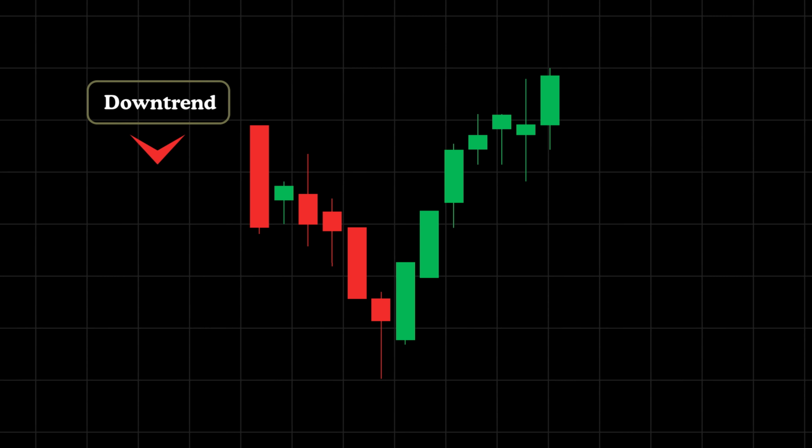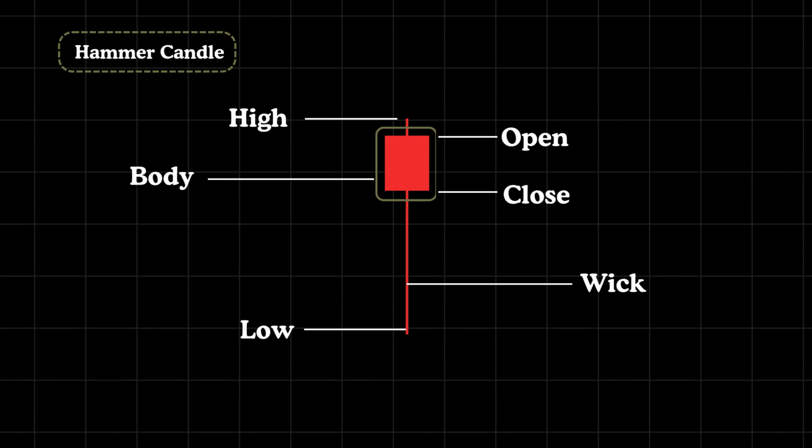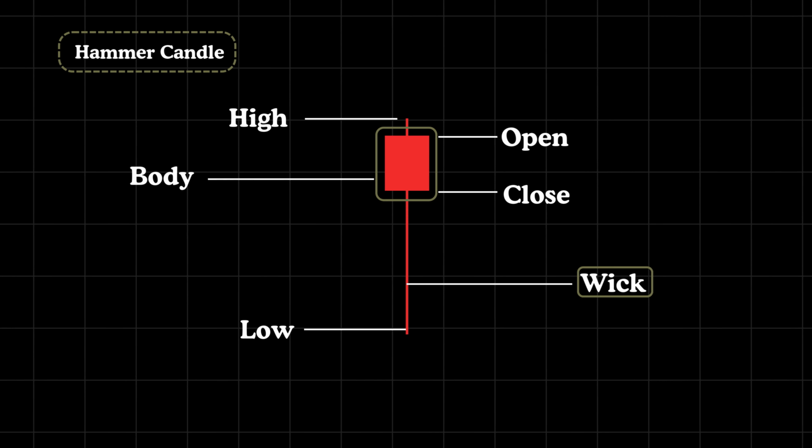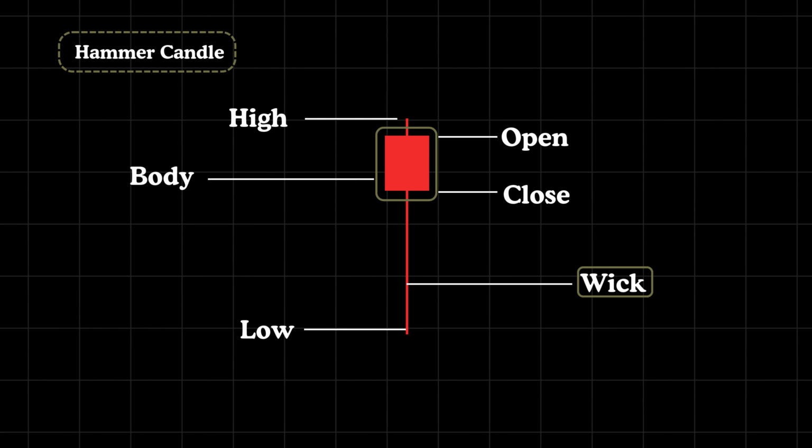Here the market is in a downtrend, and the price shifts upward, forming a hammer candle at the bottom zone. The body of a hammer candle is always small, while the wick of the candle remains much longer than its body. The longer the wick appears, the stronger the performance of the candle. A hammer candle can form as either red or green. The candle's color holds no significance in this case.